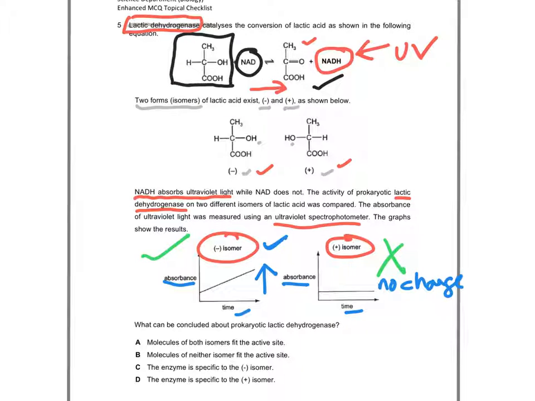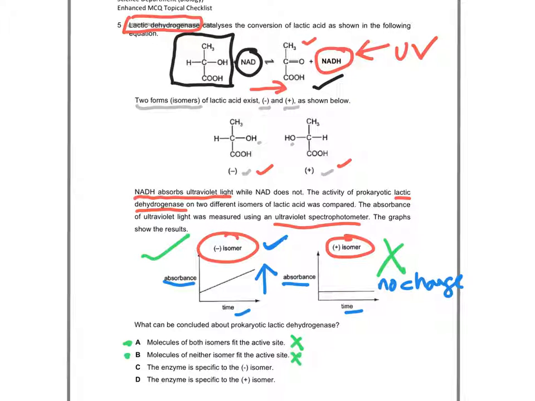So what will be the best answer? Molecules of both isomers fit the active site? No, not true. If they fit the active site, the reaction will take place for both, and there should be an absorbance increase in both isomers. Molecules of neither isomer fit the active site? Not true, because on the left graph there is absorbance.